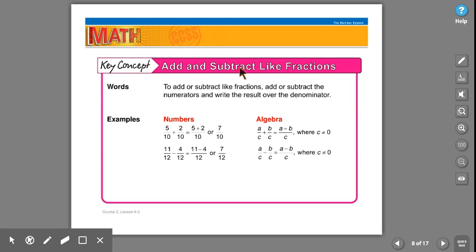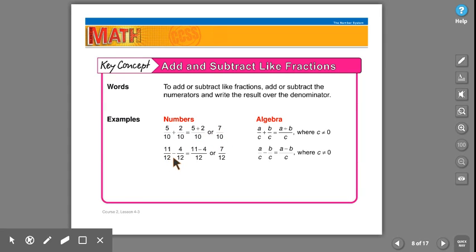Key concept, add and subtract like fractions. To add or subtract like fractions, add or subtract the numerators and write the result over the denominator. So, for example, 5/10 plus 2/10, we keep the denominator the same as 10, and we just add the numerators, 5 plus 2, and that equals 7/10.